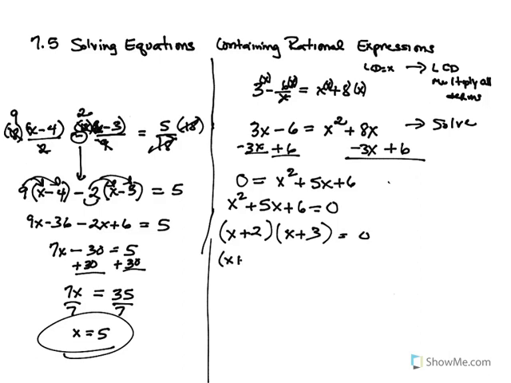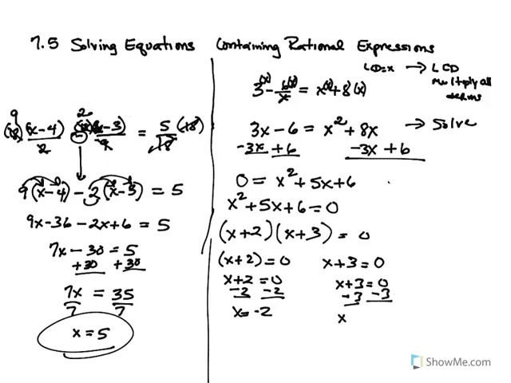Once you factor, you set each factor equal to 0. I did not need those parentheses. So x plus 2 equals 0. I subtract 2 on both sides. I get x equals negative 2. x plus 3 equals 0. I subtract 3. I get x equals negative 3. So my answer is negative 2 and negative 3.